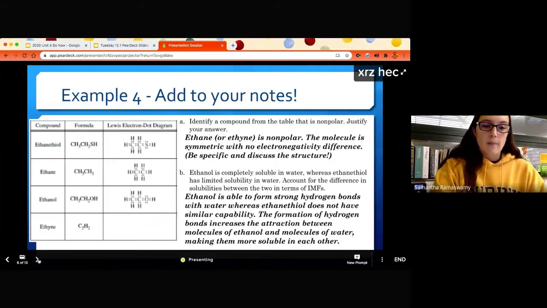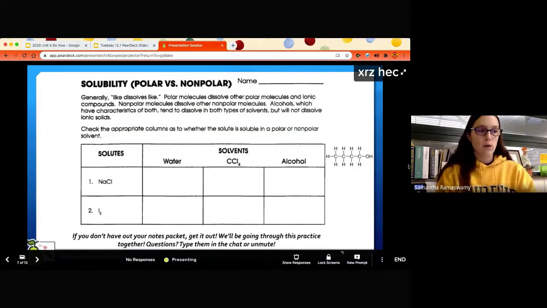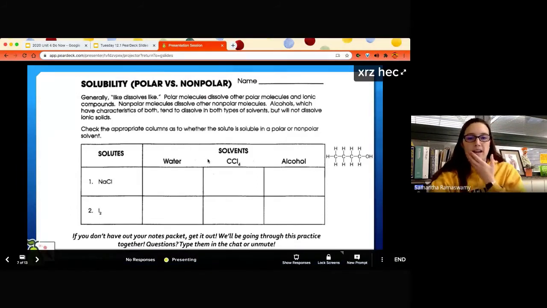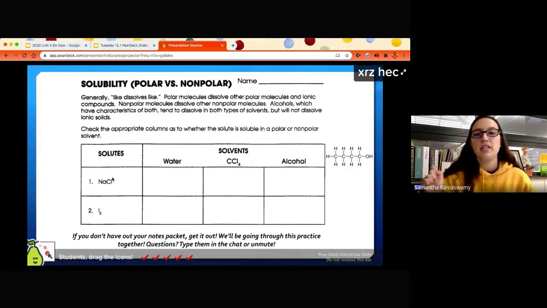So again, we're going to flip to page 4. So page 4 says solubility, polar versus nonpolar. It looks like this. And we're only doing 2 rows at a time. So what we're doing here is we're looking at what solvent this solute will dissolve in. So you have check marks, you're going to drag the check marks. Now, some solutes can dissolve in multiple solvents. So up at the top, you have the information, right?